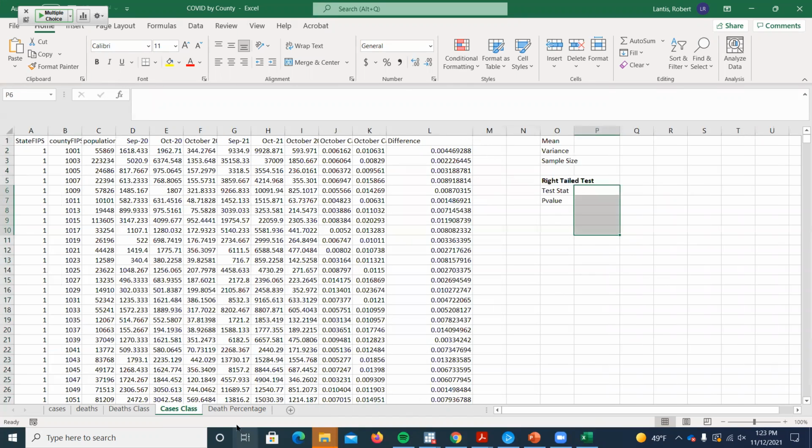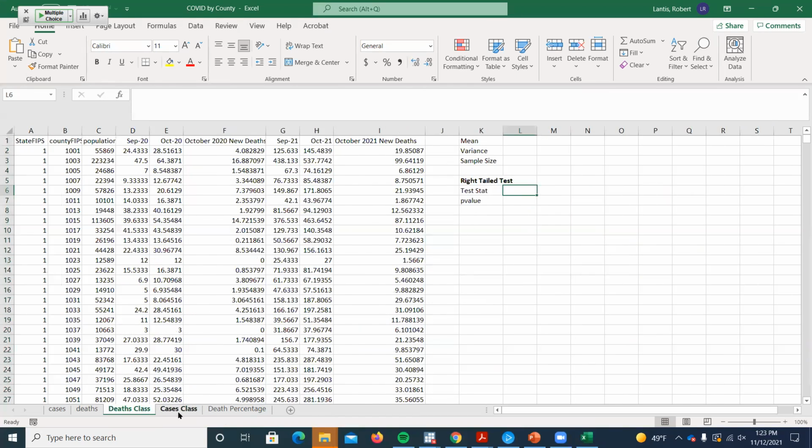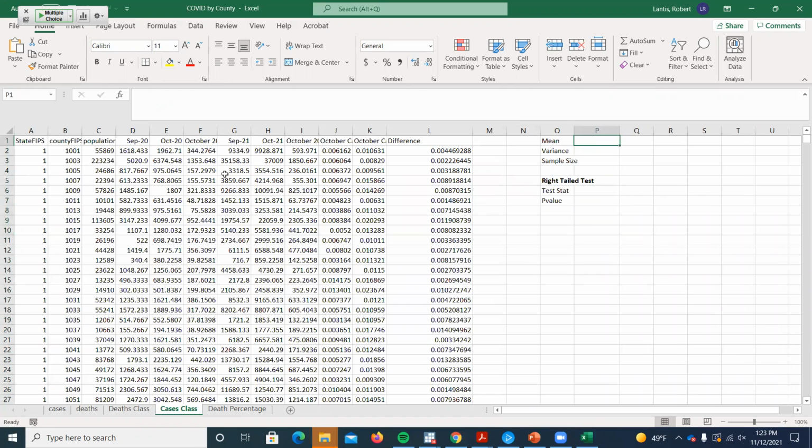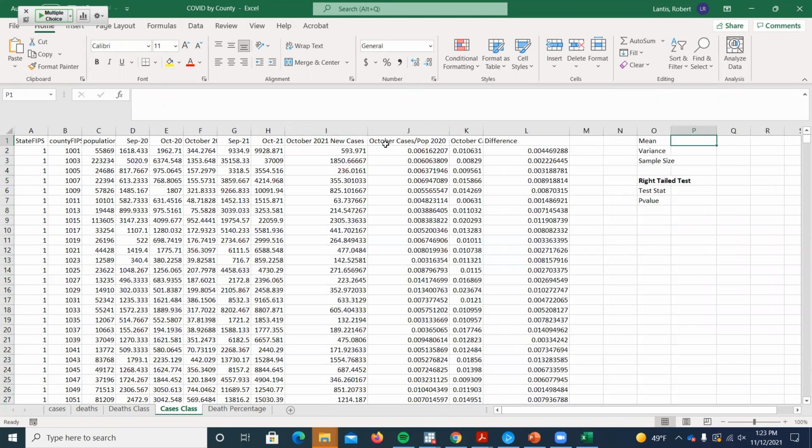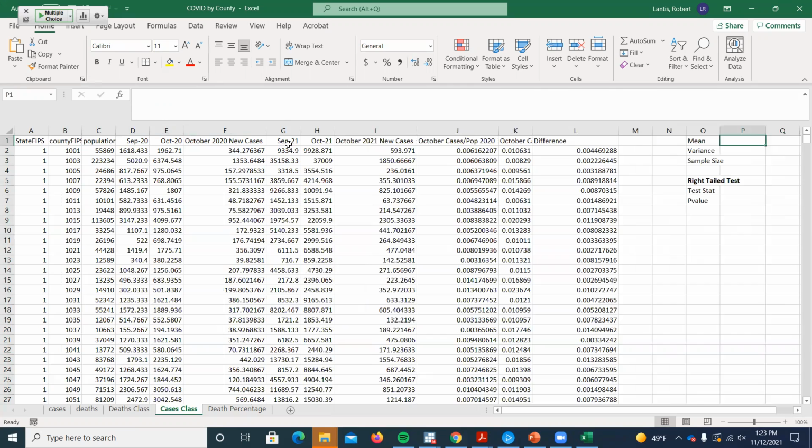So let's first look at cases. I think, yeah, here we go. So we can see this. What did I do here? You can see all the headings. I have the number of new cases that were added in October 2020 and the number of new cases added in October 2021. My initial thought was, can we say anything about, relative to last year, have the number of cases gone up? Have the number of deaths gone up? Those types of questions.